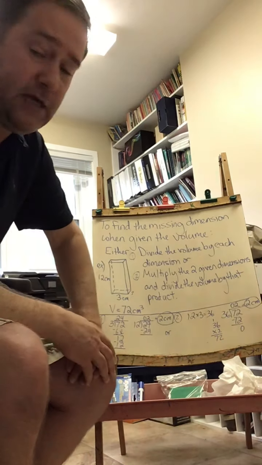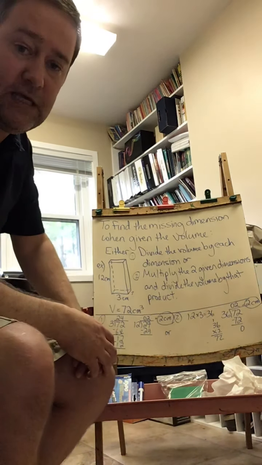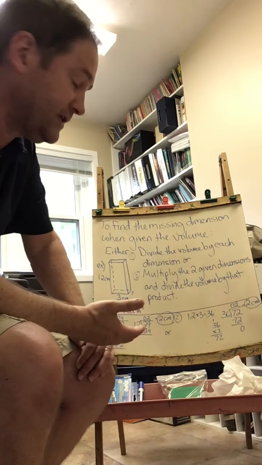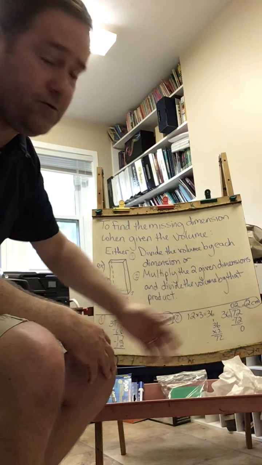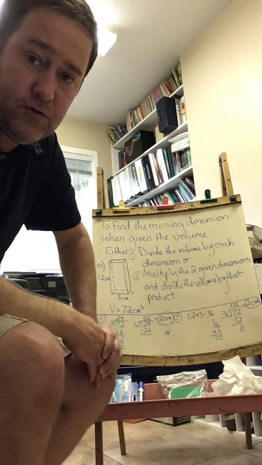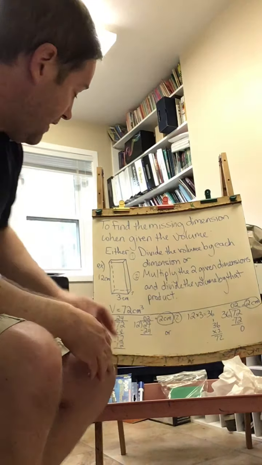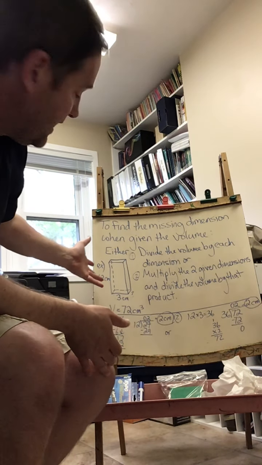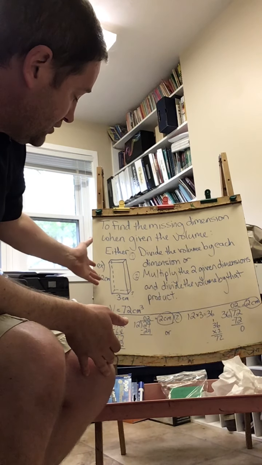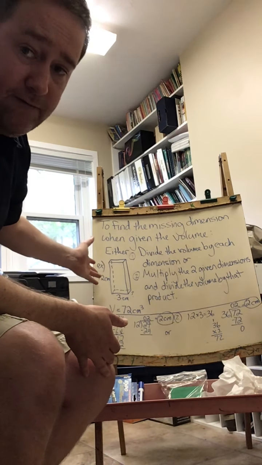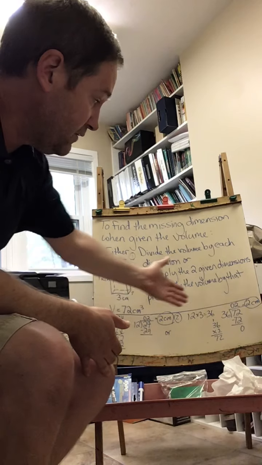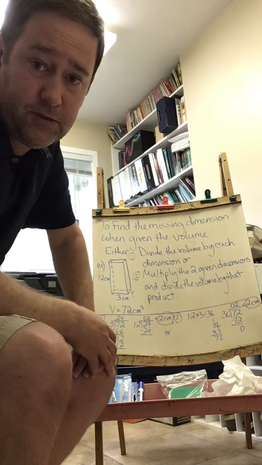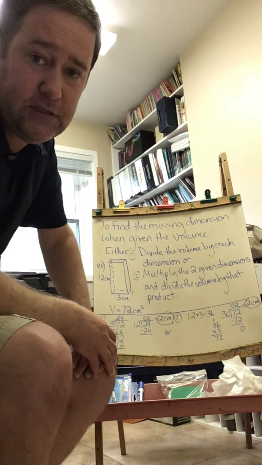The other way you can do it is take the two dimensions they give you. So 12 times 3 is 36. Put the volume under the house and divide the volume, 72, by the area of the front face or back face. They're the same. So the volume, 72, divided by the area of the front, which is 36, will give you 2 centimeters. Same answer. So just another way to do it.